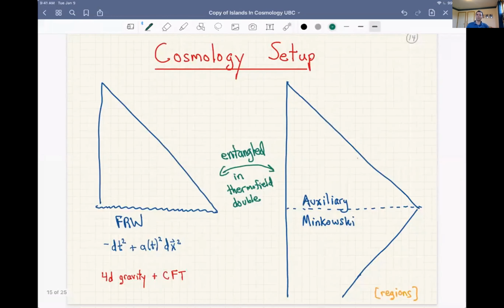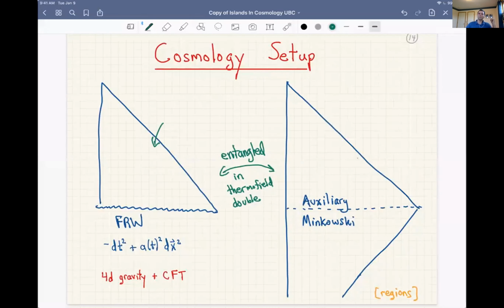Ignore the right half of the picture for a minute. So we're just studying FRW cosmology in 4 dimensions. So we have 4-dimensional gravity coupled to a matter sector, which I'm going to assume to be a CFT. That's in order to be able to do the calculations. I don't think it's necessary, but we have 4-dimensional gravity plus a CFT. So we have an FRW cosmology.